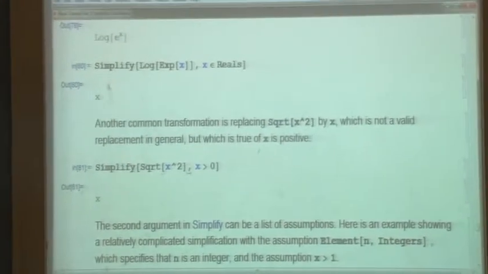In the previous example, the assumption x greater than 0 is not necessary because x is squared, so it is always positive.